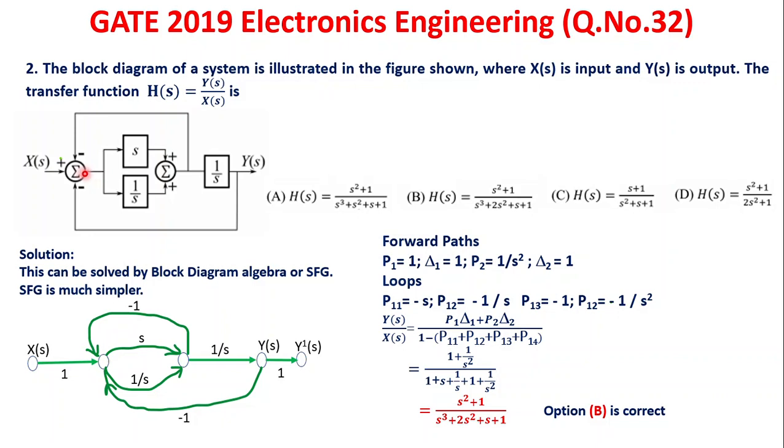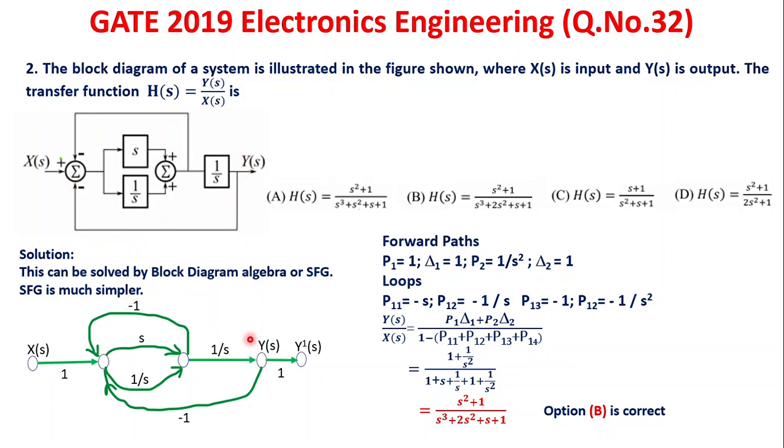Then the output of this summing point should be fed to another summing point through two different gains, s and 1/s. Summing point means a node, with gain s and here with gain 1/s. Same thing I have reproduced, right? So this output only is fed here. Then the output of this you should multiply with a branch 1/s. That is the output, and that output is also fed to this summing point.